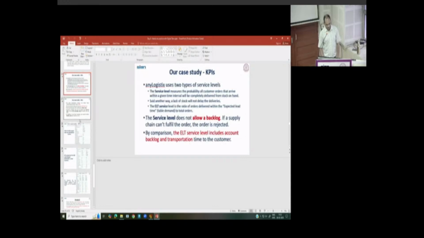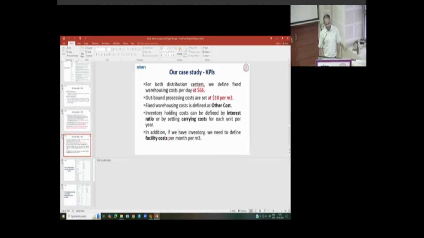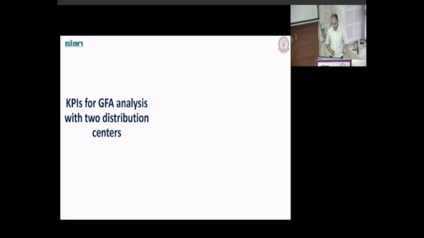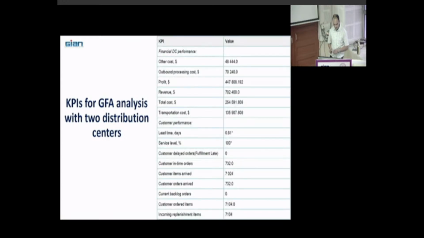Yes. So basically, you can see here the data. I will share the slides. The warehousing cost is 66 USD, and the processing cost is 10. So we have already added these costs in that table, and this is the result. When you see the GFA analysis, this is the result basically. So GFA analysis with 2 distribution centers. The other cost was 48,444. Outbound processing cost 70,000. Profit was this one. Revenue, total cost, transportation cost, lead time. All those things we have considered.